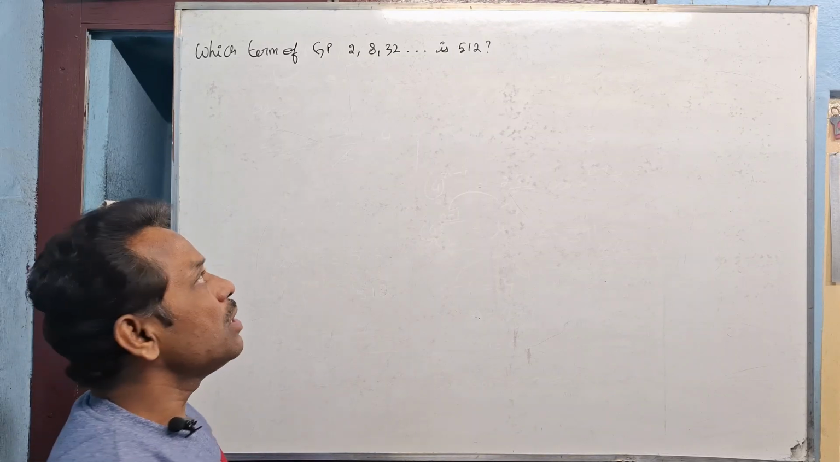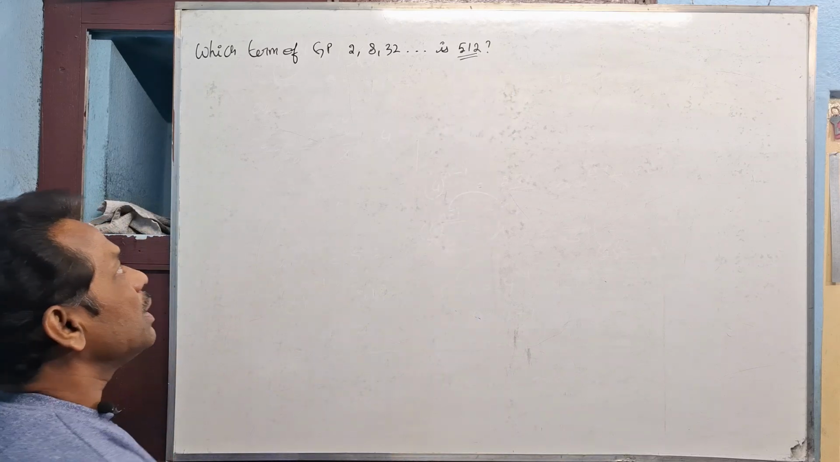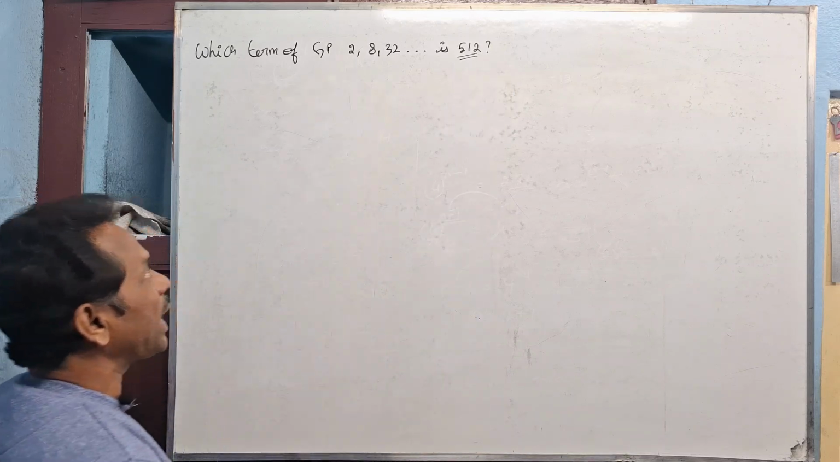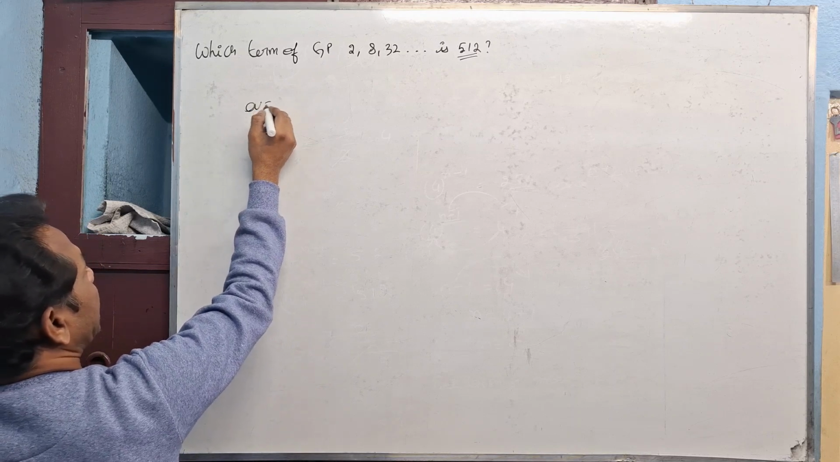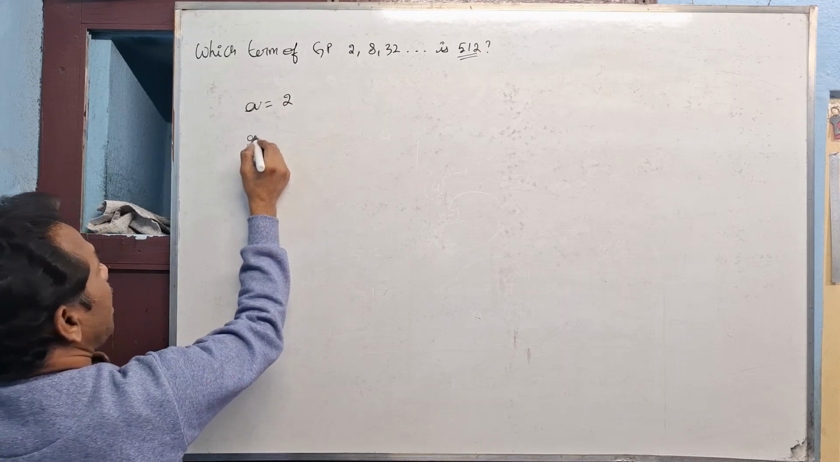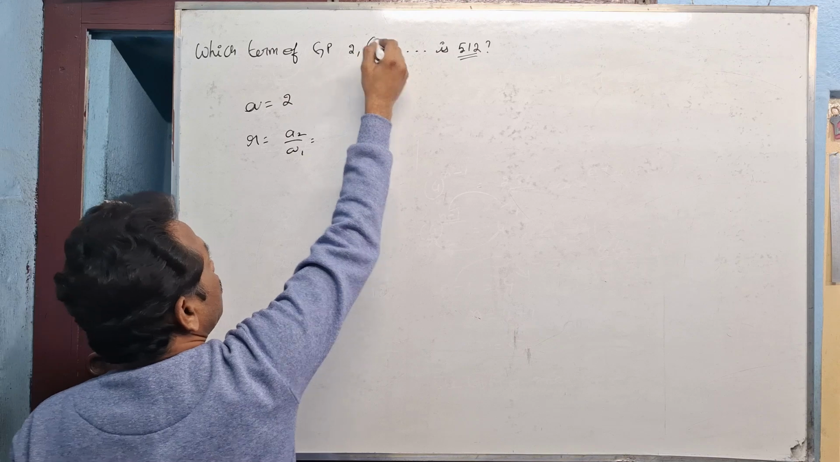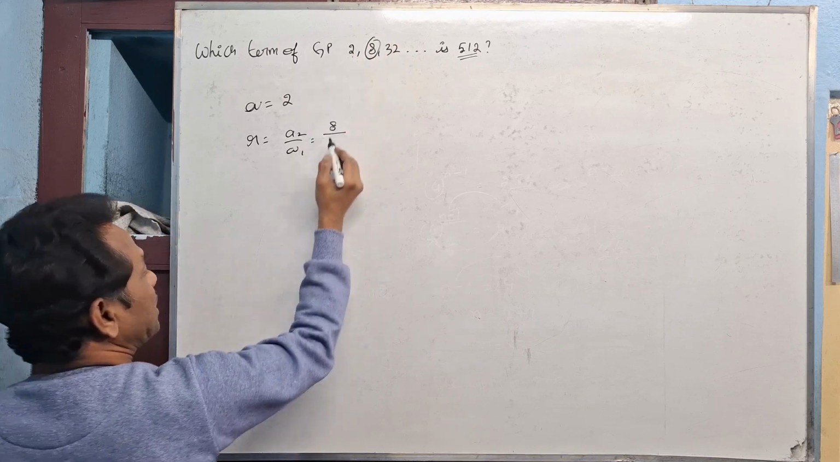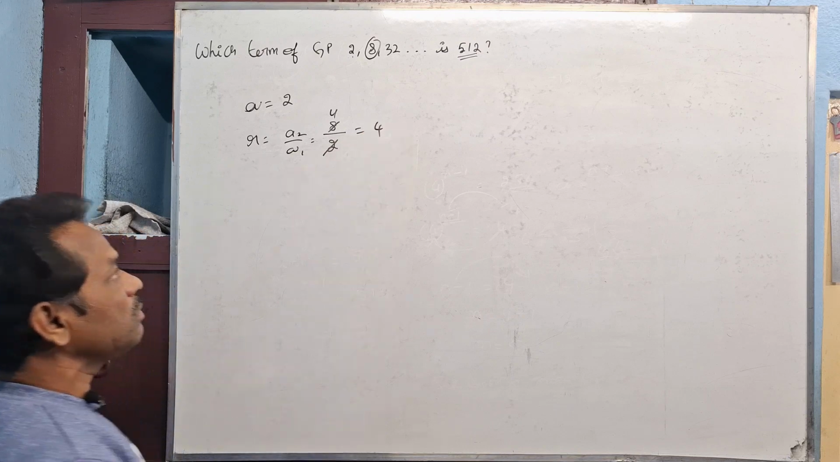In this question, we need to find when we will get 512 in the given GP, 2, 8, 32 and so on. Here, the first term of the GP is 2. The R is nothing but A2 by A1. The value of A2 is 8, and the first term is 2. 8 by 2 is 4, so the R value is 4.